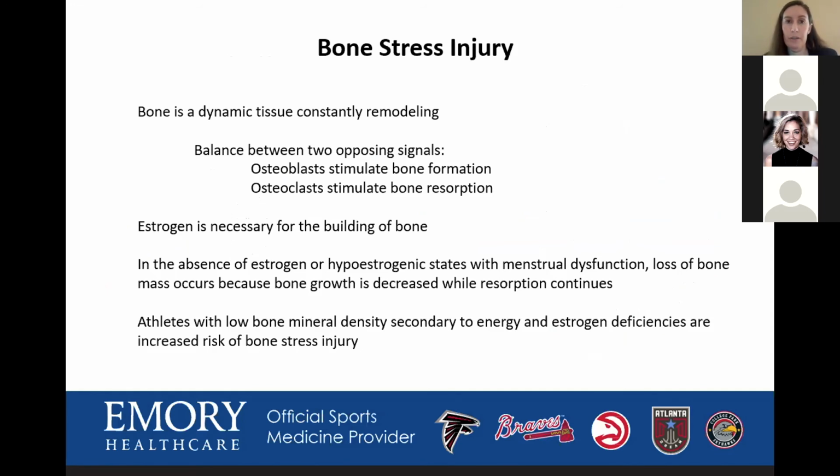And so estrogen is necessary to support the osteoblast function with building bone. So in circumstances where there's a low estrogen state or absence of estrogen that we see with low energy availability, we see an increased risk of bone stress injuries, or maybe there's a delay in healing if an athlete sustains a bone stress injury.